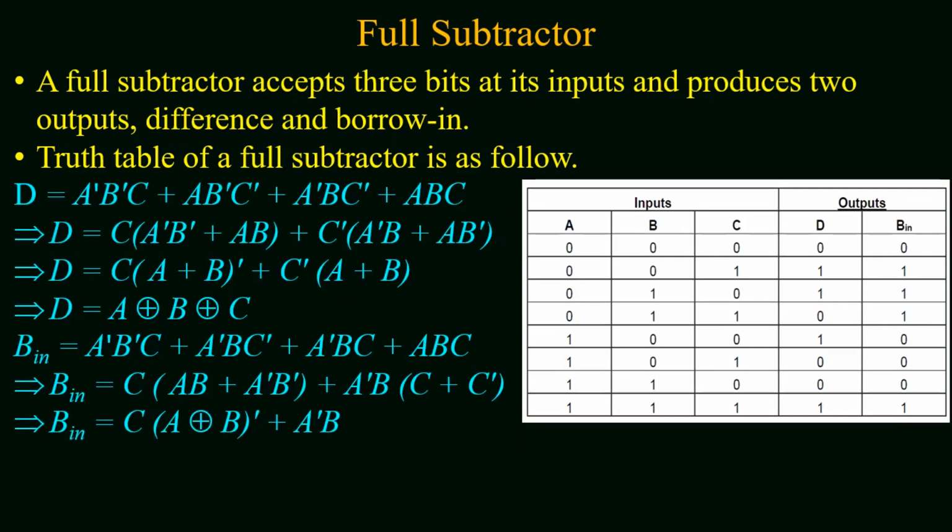Now a full subtractor is a circuit which accepts 3 inputs and produces 2 outputs. The outputs are difference and the borrow. The truth table for the full subtractor is shown, and using the rules of Boolean algebra and finding the equation for difference, it is equal to A exclusive or B exclusive or C, where the equation for borrow is equal to C into A exclusive nor B plus A prime dot B.